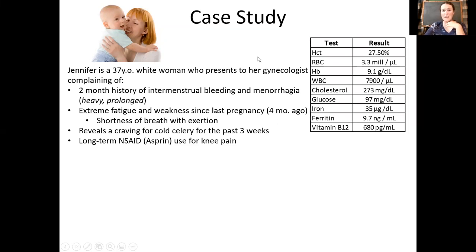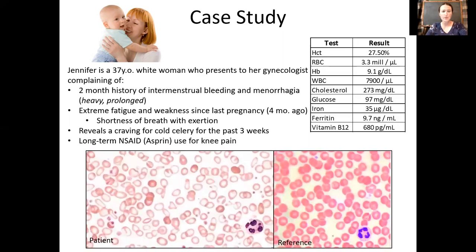Remember, last week, we talked about hematocrit, HCT, the percentage of red blood cells out of whole blood, RBC, red blood cells, hemoglobin, white blood cells, and then some other solutes within the blood. At this point, we should start to become familiar with the appropriate levels for these different factors in the blood. Also, this is a blood smear.